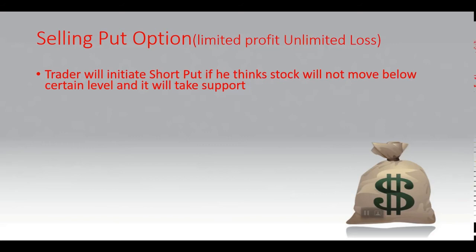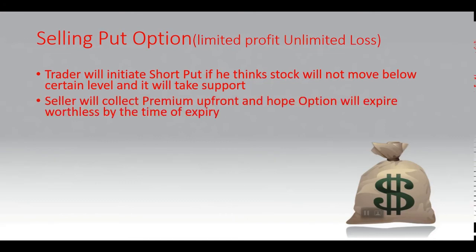Okay, so let's say there is a support level at some price level, so you think that the stock price will take the support at a particular price and it will not move beyond this level for this current month. Okay, then you should sell the put options. So the seller will collect the premium upfront and hope the option will expire worthless by the time of expiry. So whenever you sell options, if the stock price is not crossing that strike price, then the particular option will expire worthless, which means that it will end up with the value of 0 or 0.5.